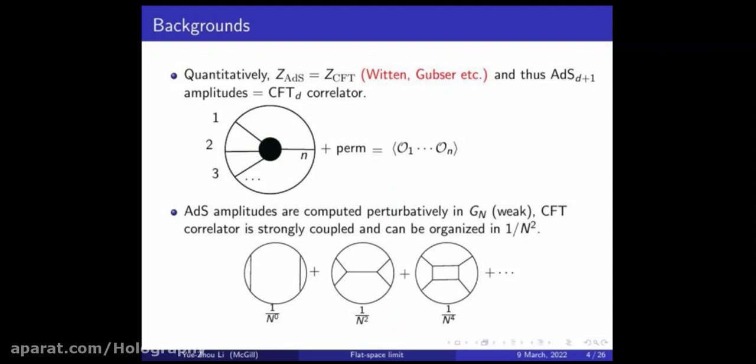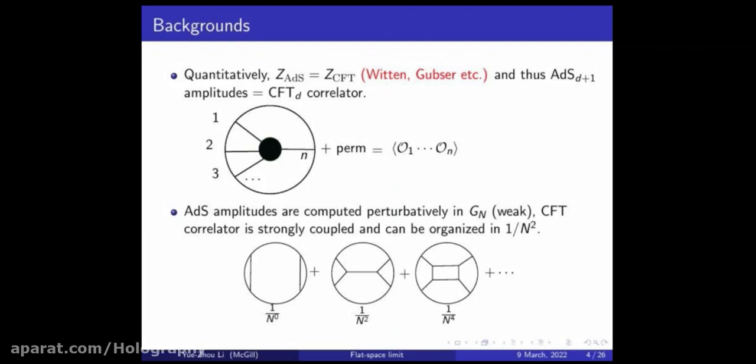And so perturbatively, we can think of this correspondence as a sort of dictionary between the amplitudes defined in AdS and the correlation functions defined in conformal field theory. The AdS amplitude can be computed perturbatively in terms of the Newton constant. So we assume we are doing some weakly coupled gravity theory in AdS. And the CFT correlator, on the other hand, is strongly coupled and can be equivalently organized in terms of a large N expansion.